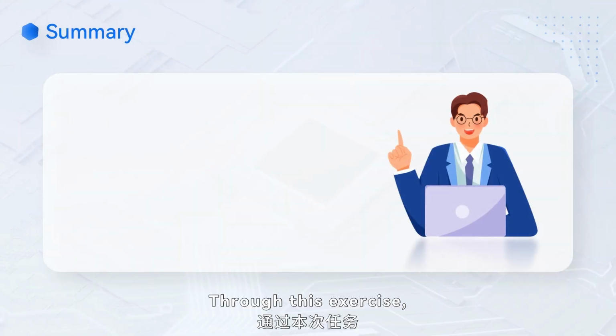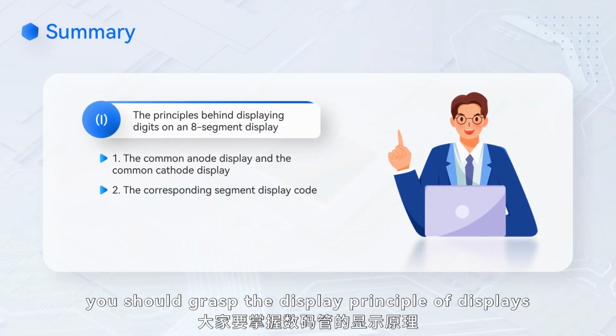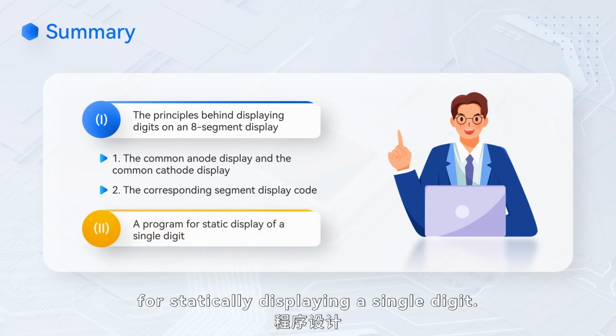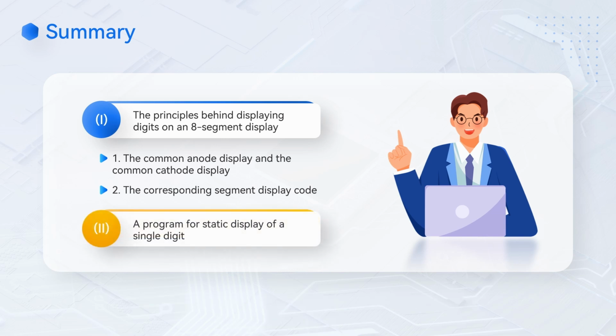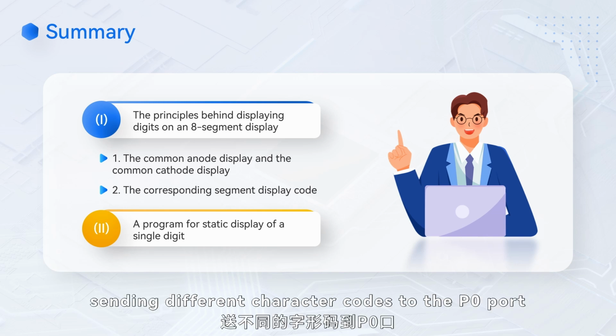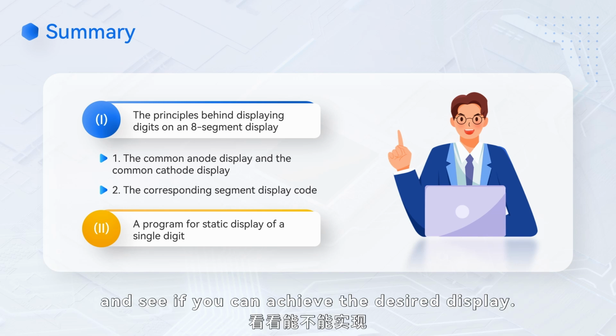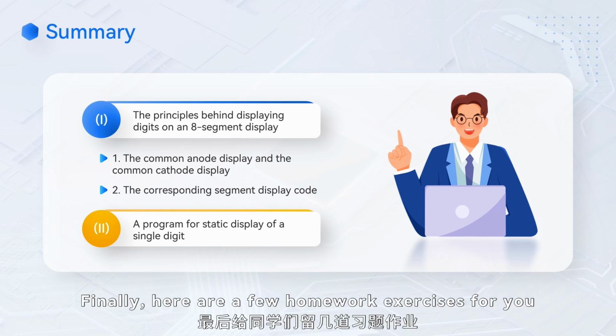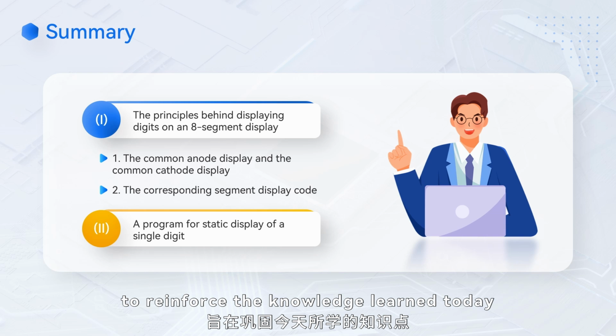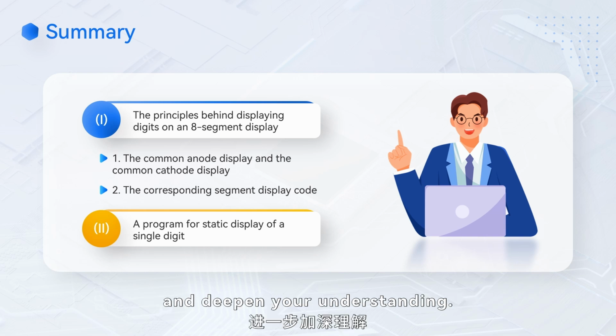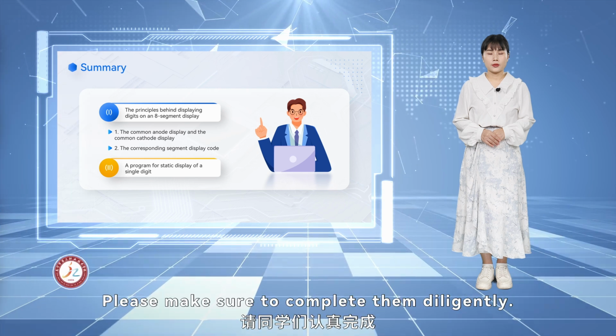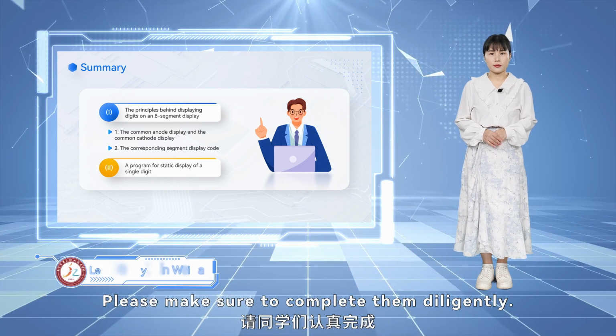Through this exercise, you should grasp the display principle of displays and the program design for statically displaying a single digit. After class, you can try sending different character codes to the P0 port and see if you can achieve the desired display. Finally, here are a few homework exercises for you to reinforce the knowledge learned today and deepen your understanding. Please make sure to complete them diligently.